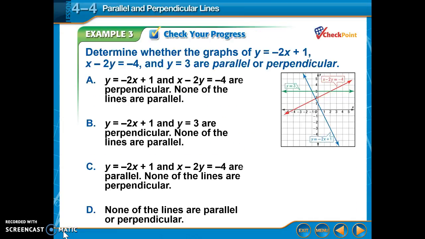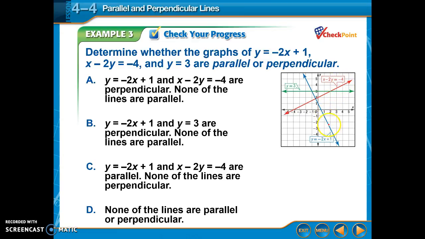Okay, so checking your progress, it says determine whether the graphs of y equals negative 2x plus 1, x minus 2y equals negative 4, and y equals 3 are parallel or perpendicular. As you can see from the graphic to the right, you have all three lines graphed here for you. Remember, y equals 3 is a horizontal line. If it was x equals, that would be a vertical line going up and down. The red line here is x minus 2y equals negative 4, and the blue line is y equals negative 2x plus 1.